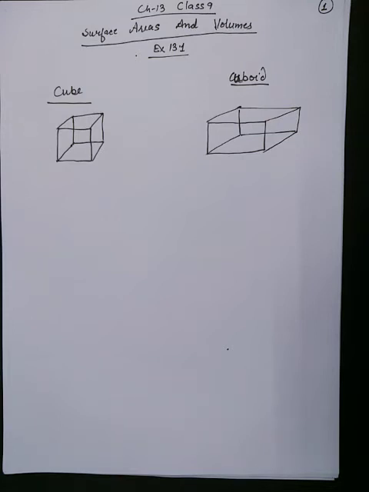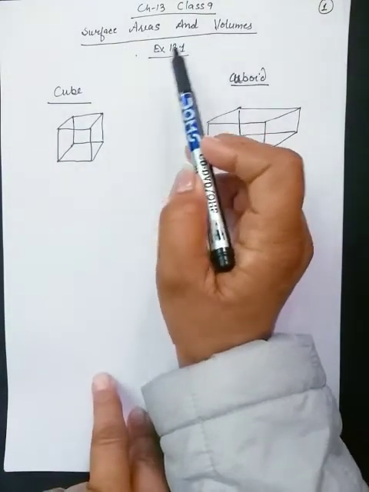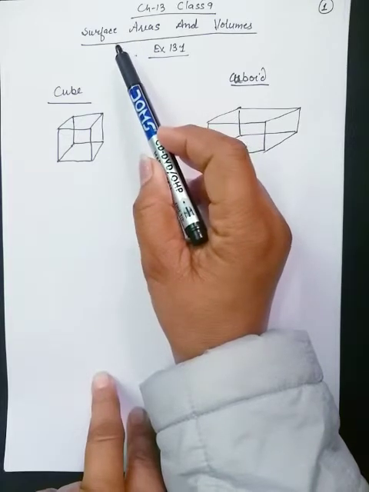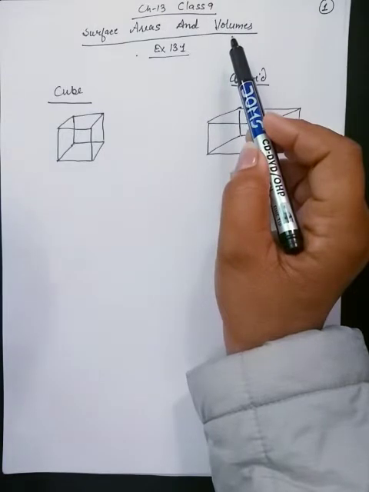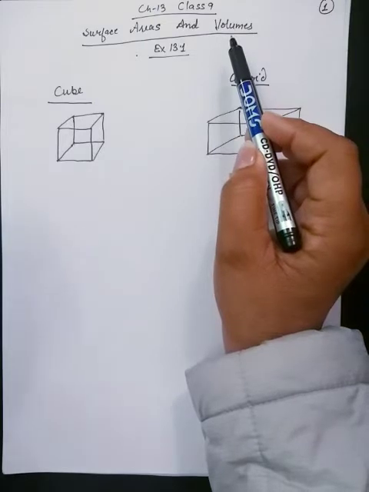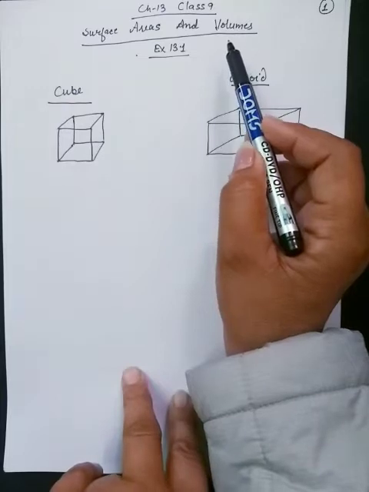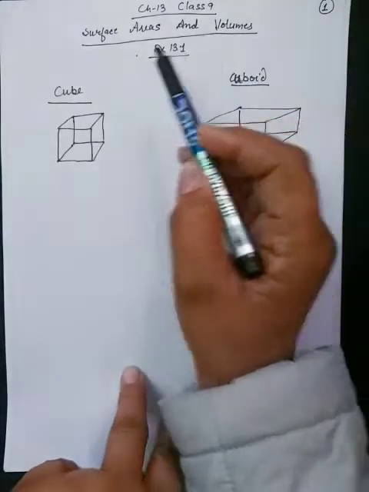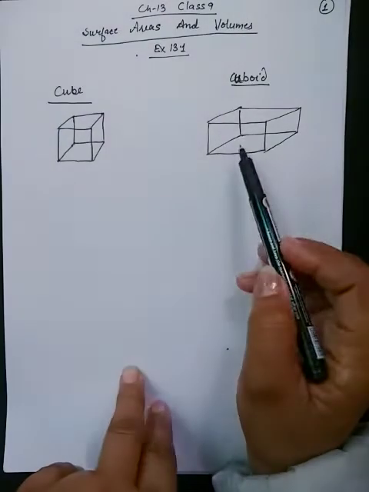Today we are going to start chapter 13, surface area and volumes. Here the chapter name is surface area and volumes. It means we have to find the areas of the different surfaces. And volume is the capacity of a 3D shape or object, meaning the amount a solid can hold in it is called its volume. First of all, we are going to study about cube and cuboid.